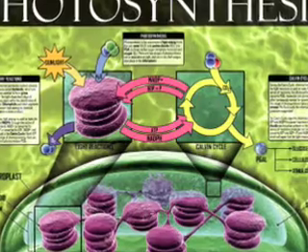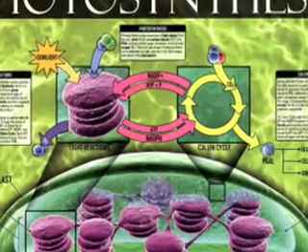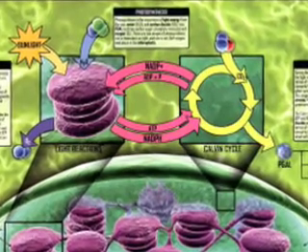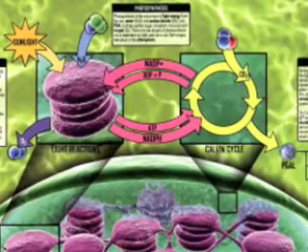Chlorophyll is the main pigment in chloroplasts. That is what makes the plants green. There are two kinds of chlorophyll: chlorophyll A, which is involved in photosynthesis, and chlorophyll B, which assists in capturing light.